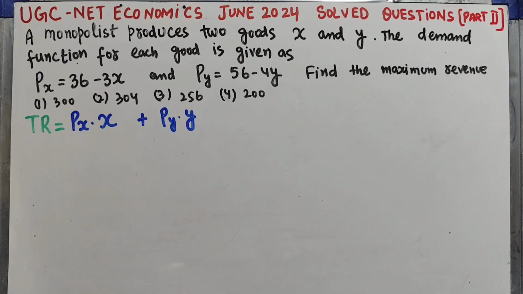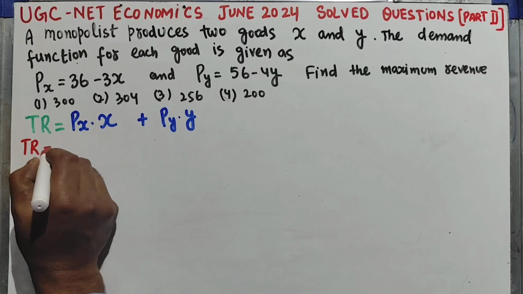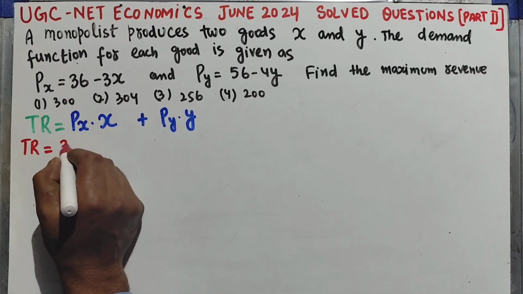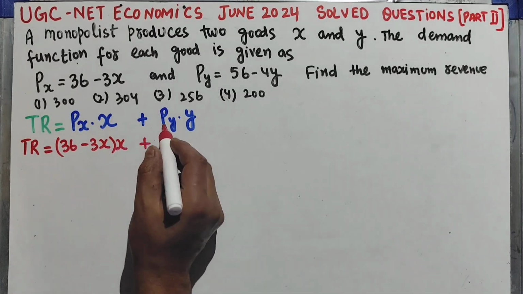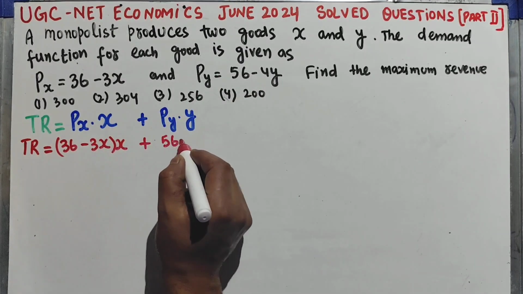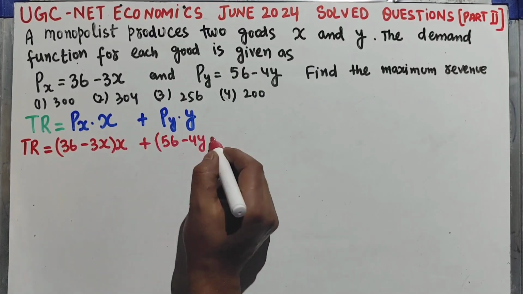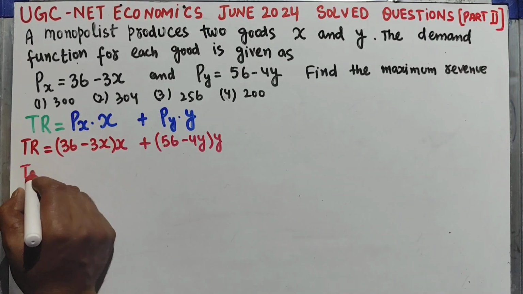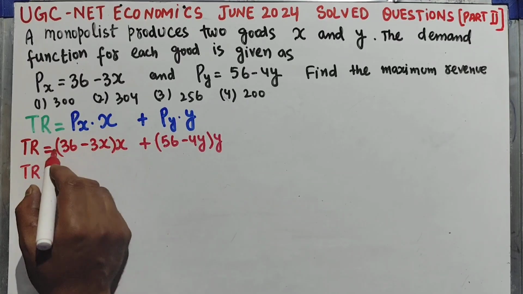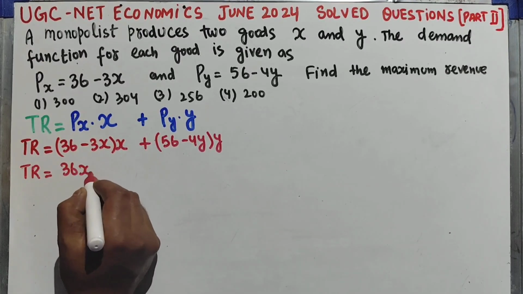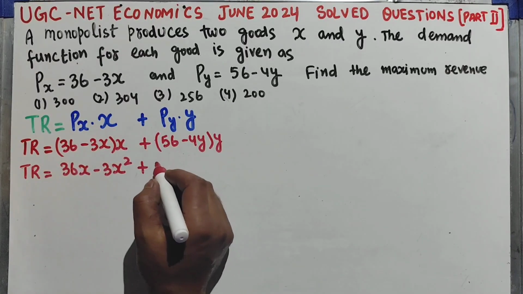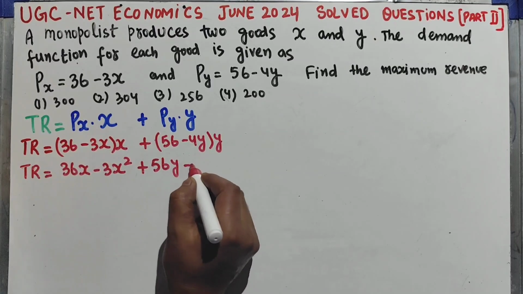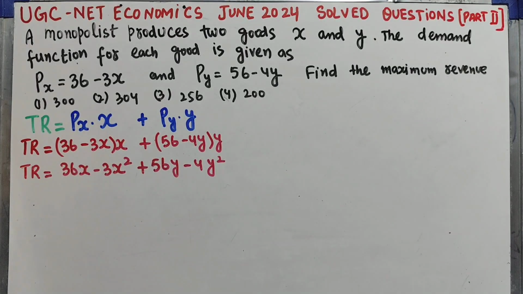That implies total revenue will be equal to, so Px is this function 36 minus 3x, to this we multiply by x, plus Py is this very function 56 minus 4y, to this we multiply by y. So what will be the total revenue? Total revenue will be equal to, multiplying this x to each of these terms, it becomes 36x minus 3x square. Similarly, we have 56 times y minus 4y square. This is our total revenue function, and we are supposed to find out the maximum revenue.